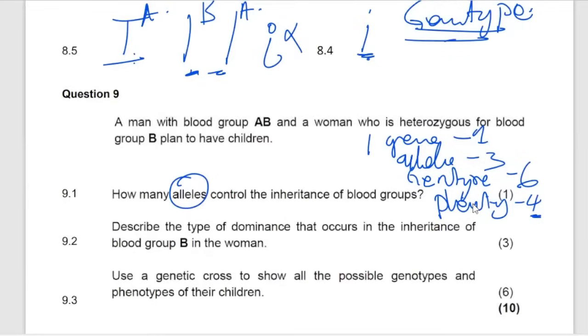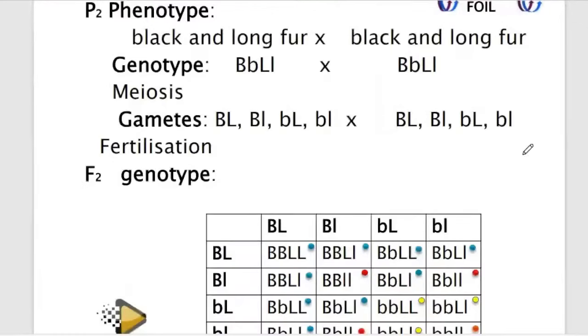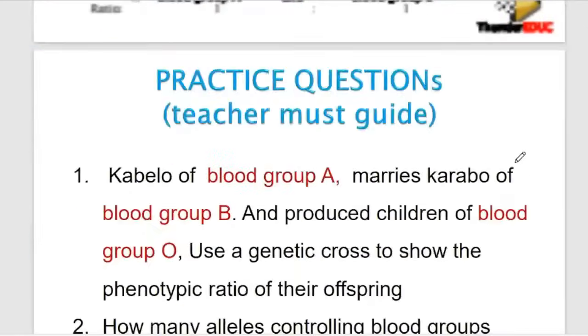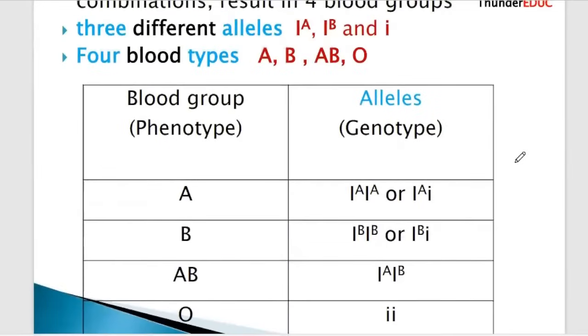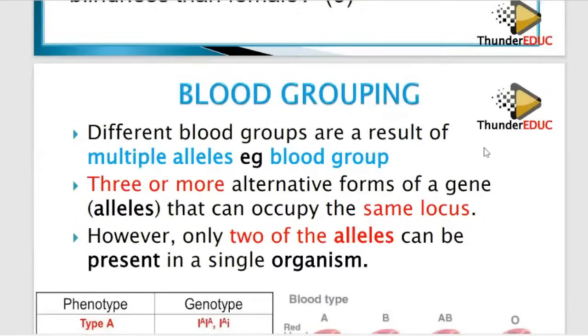But genotypes, there are 6 because A is homozygous or heterozygous. Let me show you from the distinction material. Blood groups are a result of multiple alleles. It's a multiple allele, meaning that it has more than 2 alleles. There are 3 or more alternative forms of the gene. There are 3.